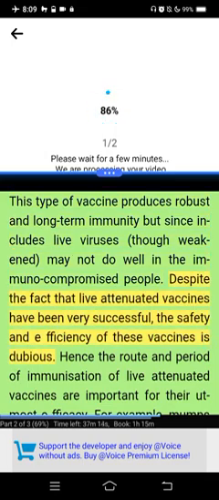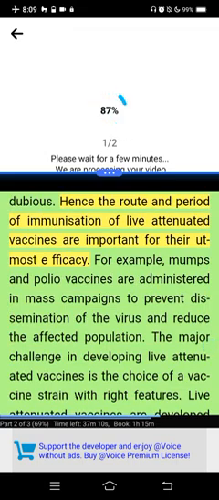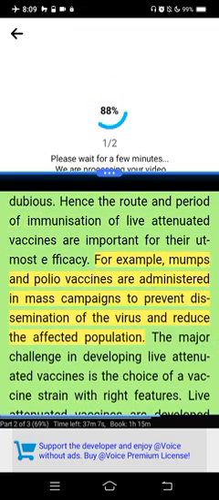in immunocompromised people. Despite the fact that live attenuated vaccines have been very successful, the safety and efficiency of these vaccines is dubious. Hence, the route and period of immunization of live attenuated vaccines are important for their utmost efficacy. For example, mumps and polio vaccines are administered in mass campaigns to prevent dissemination of the virus and reduce the affected population.